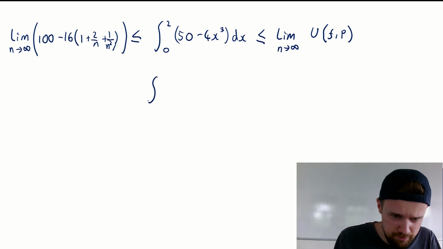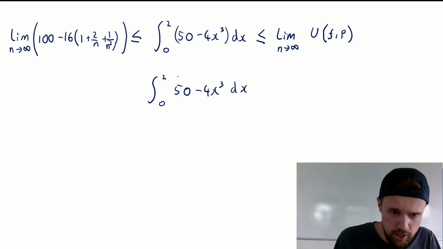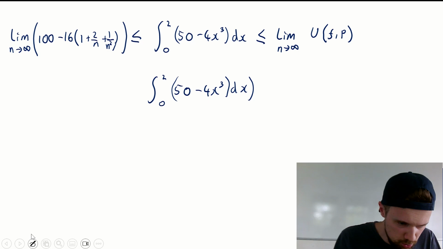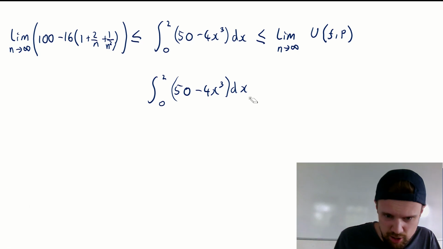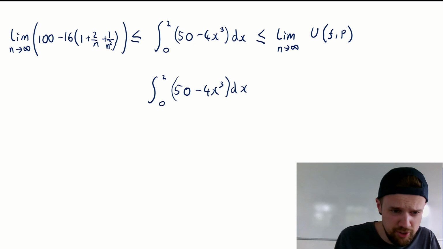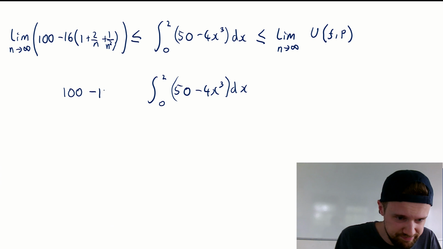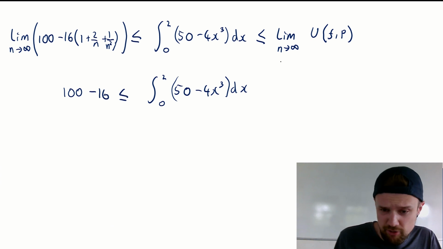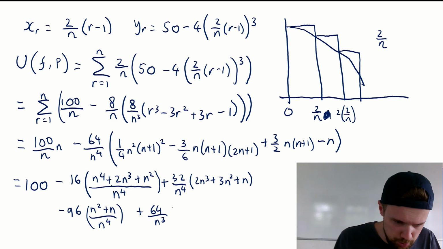So, interestingly, the first one is really easy to work out. The limit as n tends towards infinity. You'll notice, again, the n is only appearing in fractions in the denominator. So as n tends towards infinity, all the fractions will tend towards 0, leaving you with 1. So you end up with 100 minus 16. Shock horror. And then the limit as n tends towards infinity of the upper Darboux sum that we're looking at earlier.